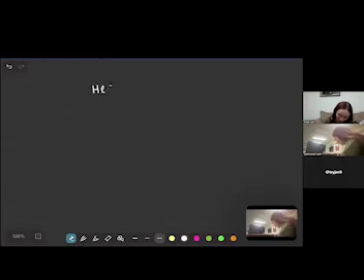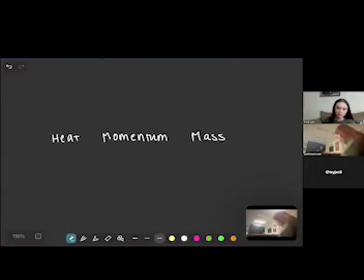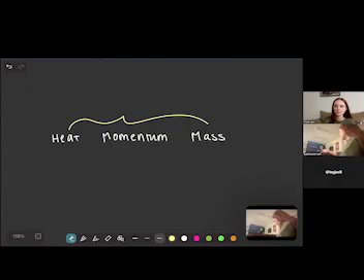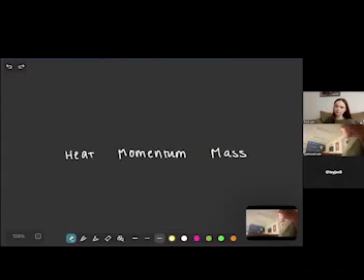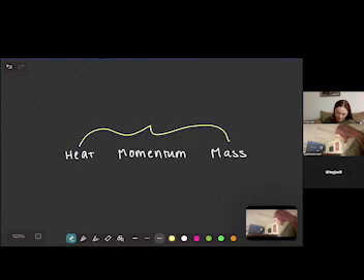Heat, momentum, and mass, and find a relationship between them. And the way that we can do that is through... okay. So we can relate heat, momentum, and mass through the concentration.